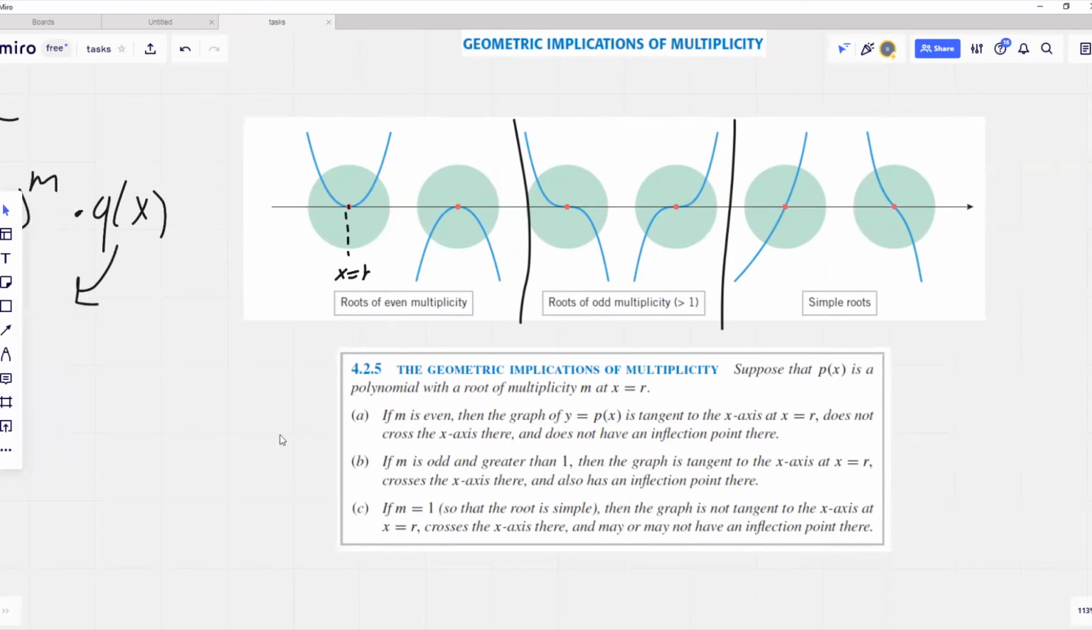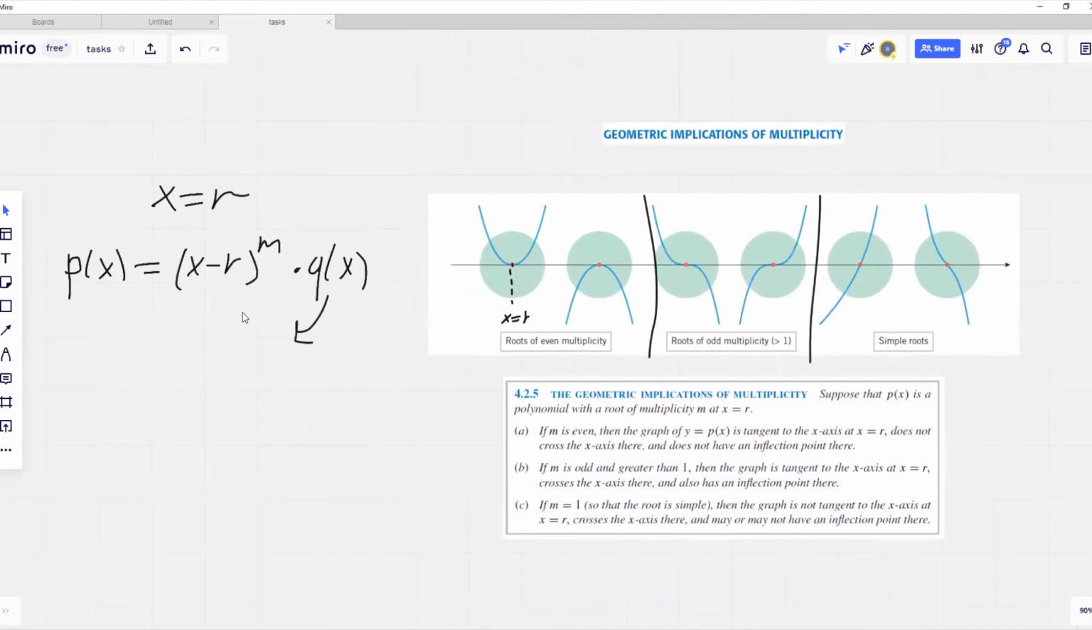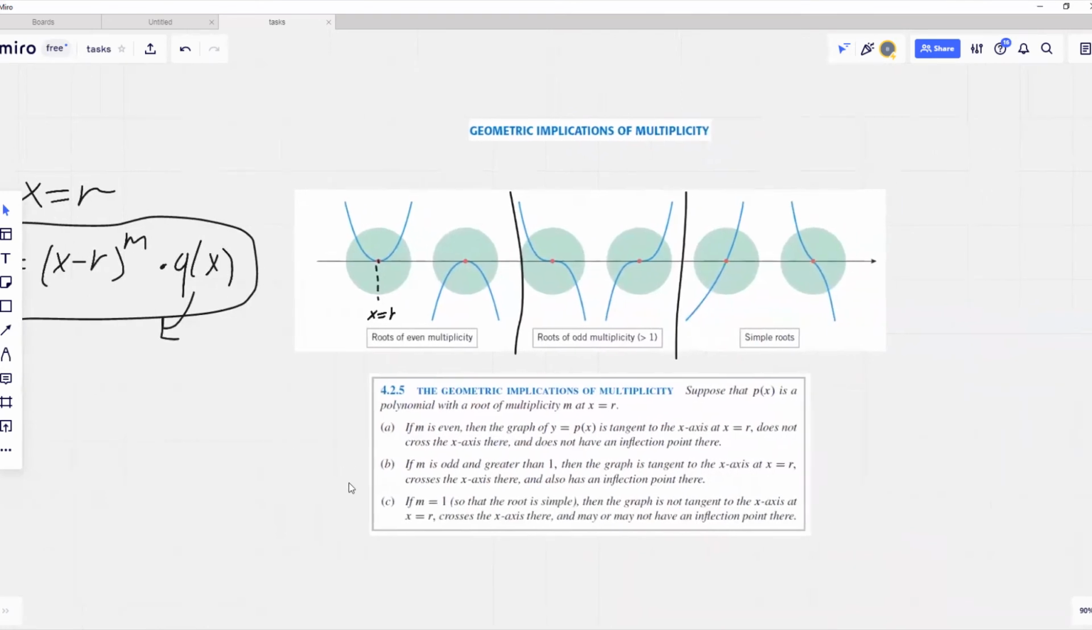To confirm all these findings, guys, to prove them, you can start by taking the derivative, for instance, of that expression and noting whether the multiplicity is odd or even. You can then find the second derivative and factor out x minus r and see how the sign of the second derivative changes to confirm these findings.